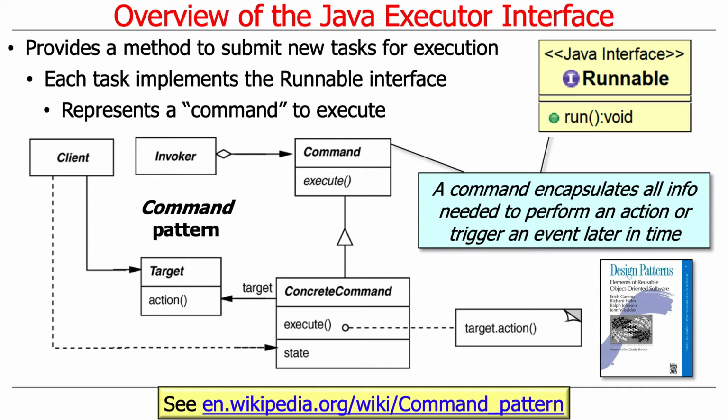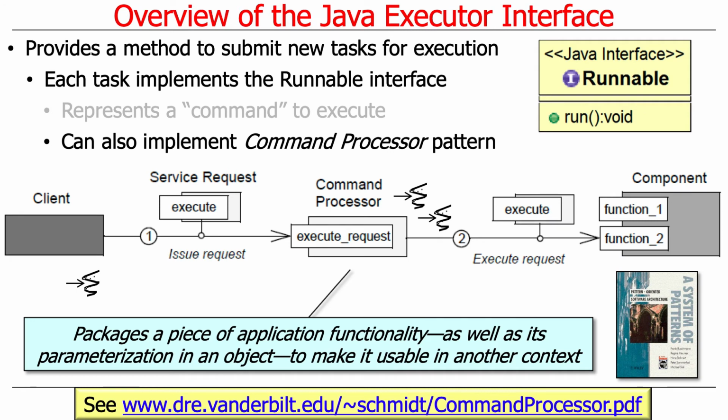Those of you who have taken the CS 251 course know there's a pattern in the Gang of Four book called the command pattern, where a command encapsulates all the information that's needed to perform an action or trigger an event at some later point in time. So you can think of this as a command like run this command or execute this command. You can also think about this as another pattern that appears in another book that started the patterns movement 25 years ago or so, called the Pattern-Oriented Software Architecture book, Volume 1. In there's a pattern called the command processor pattern. And in many ways, the Executor framework implements the command processor more than it does the command pattern.